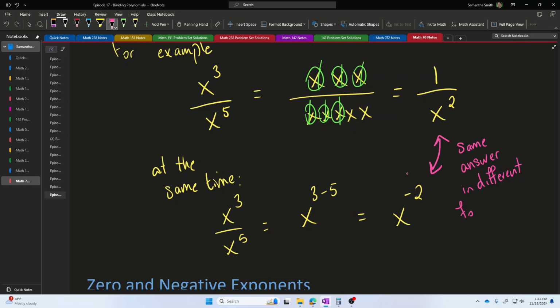In other words, in order to make sense of x to the power minus 2, we can make sense of that by thinking about that as the reciprocal, 1 over x squared. Negative exponents have the same meaning as reciprocals.